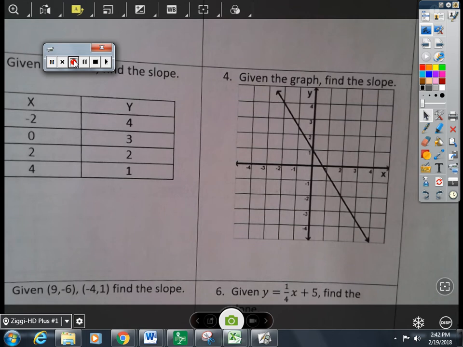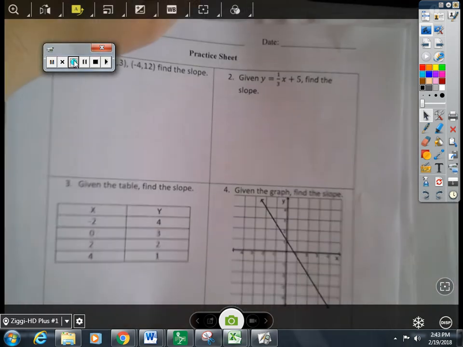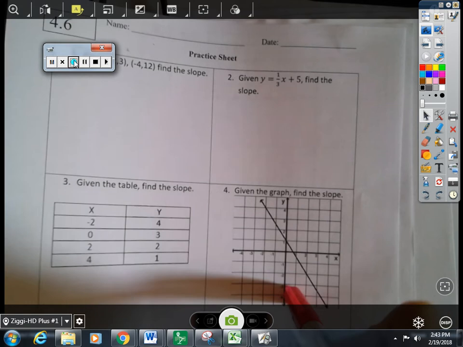Hi everyone, this video is about slope. If you are looking at the homework, it might look different than mine, but we're going to be talking about how to get slope from a graph.